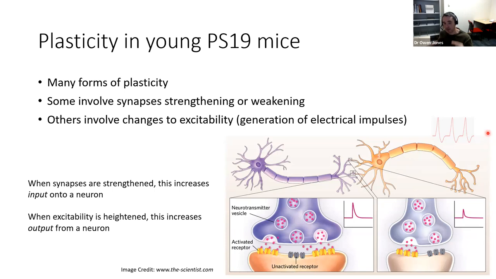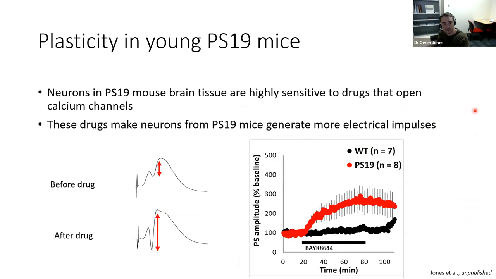So I thought, well, that's another way that we could look at plasticity in these PS19 mice. What's happening to its excitability? What's happening to its propensity to generate these electrical impulses? And so sure enough, I went back to my recordings with this drug that opens calcium channels, this BK construct that I talked about here. And we saw something very, very striking.